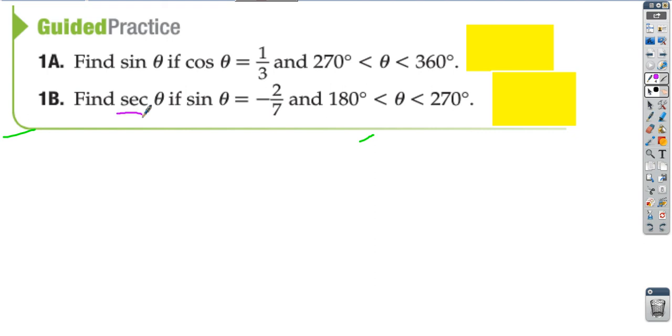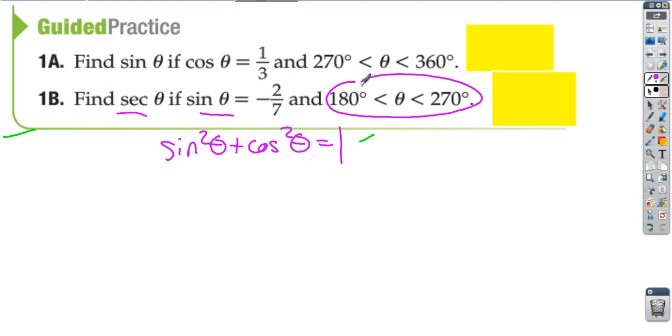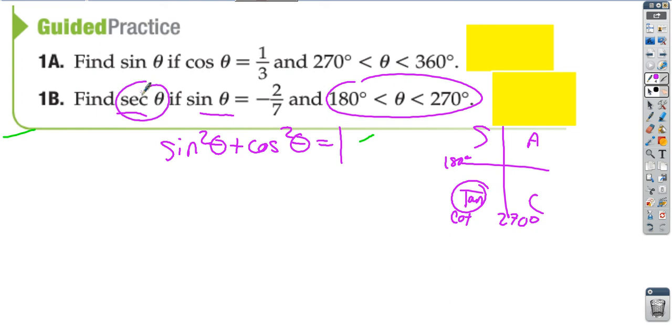So we want to find secant given sine. So because they gave us sine, that means we're going to use the identity that has sine in it. Here's the problem. This one doesn't have secant in it, so how are we going to find it? Well, I'll show you at the end. Let's just start by finding cosine. And this tells us we're between 180 and 270, which means we are in this third quadrant, and according to all students take calculus, only tangent and cotangent are positive here, which means secant will be negative. So I like to put the negative there just to remind that our final answer should be negative. So sine is negative 2/7, so that's what we're going to square.